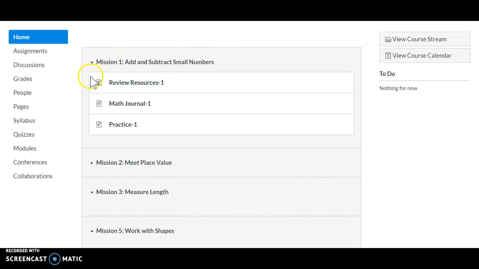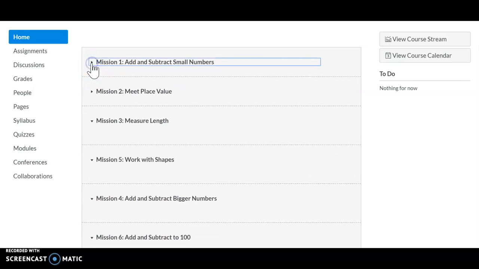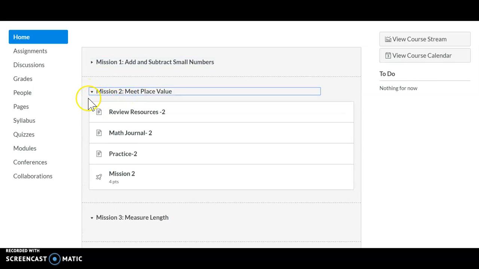Then I'd continue to add more things in here as we progress through mission 1. Like I said, it's 37 lessons long, so I wouldn't add 37 reviews and math journals and practices, but maybe every 5 or 6 lessons I would add some more journals or practice for them. So that's an example of what it would look like in mission 1. Once we move to mission 2, the students would know that we have finished mission 1 and we are now into mission 2. So this is what it looks like under mission 2.